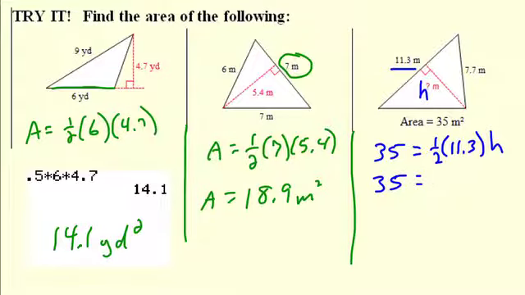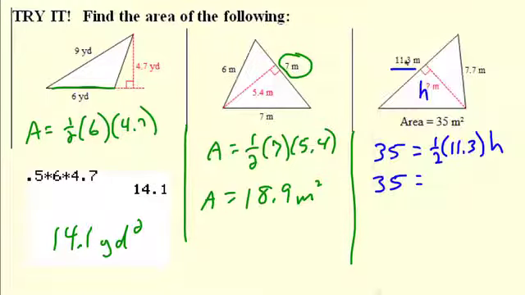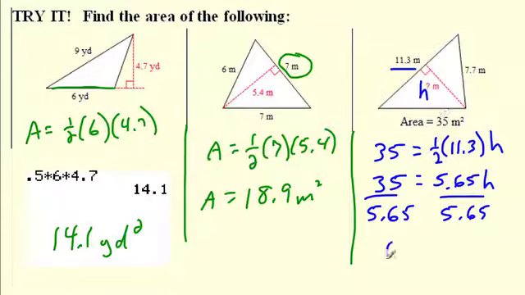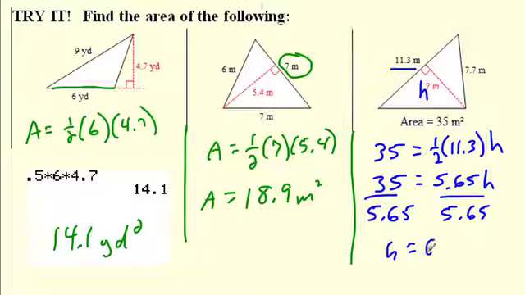35, what is half of 11.3? So you can do 11.3 divided by 2 if you want. Or if you just want to stick with it as a decimal, you can say 0.5 times 11.3. Either way you like to think about it, I'm going to stick with 0.5 to keep it consistent. I've got 5.65. So 5.65 is multiplied by the height. So what do I do to solve? I want to get h by itself, so I'm going to divide both sides by 5.65. And that'll give me an h of, what is that? 35 divided by 5.65. Boom. 6.19. And I'm going to round to 2 decimal places here. So 6.19 looks great.